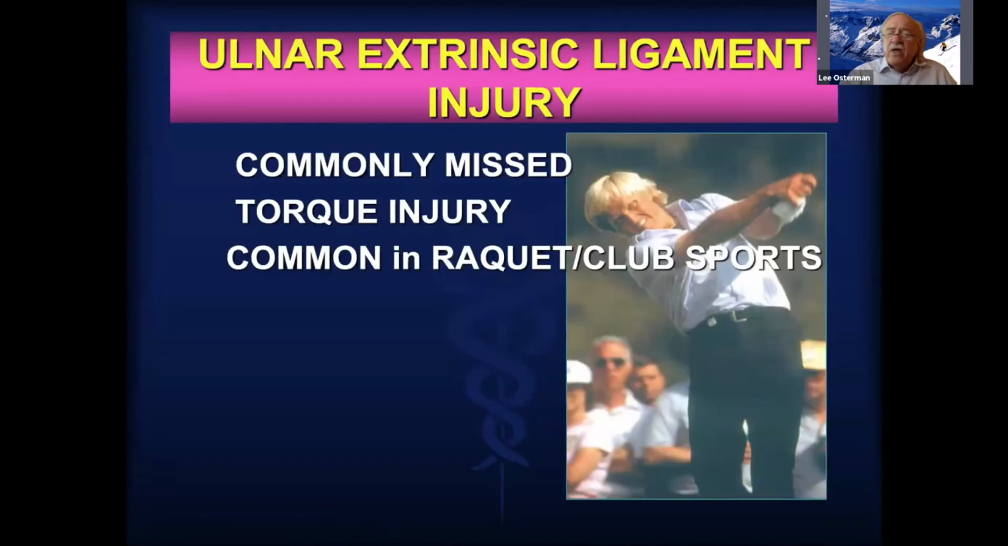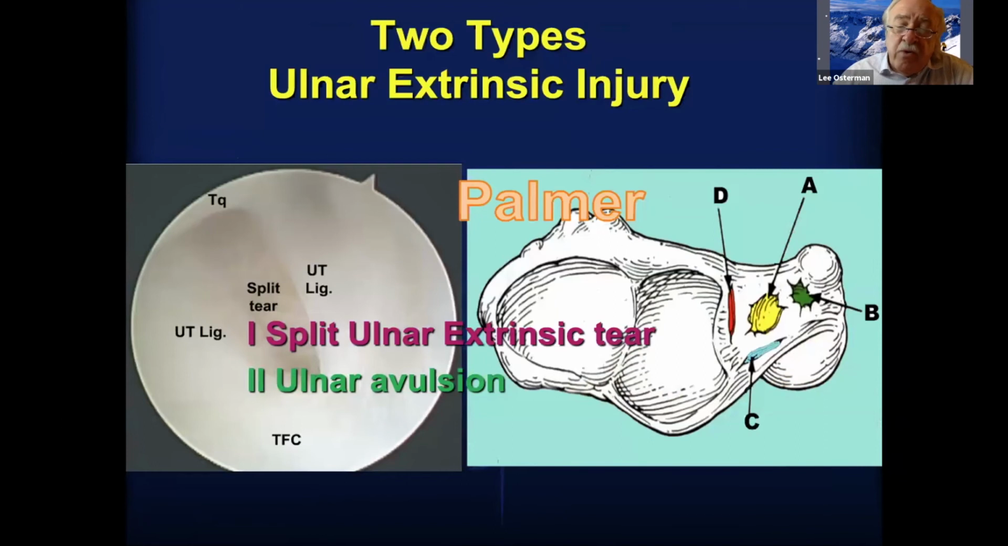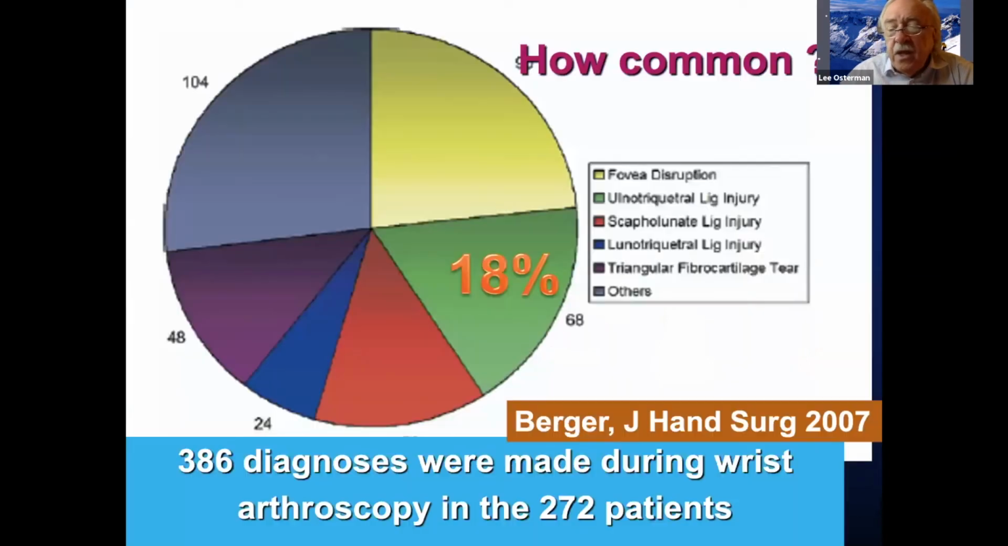It's one of the most common injuries in the wrist because it's a torque injury, and so it's going to be common in golf and in almost all racket sports. There are really two types: the split ulnar extrinsic tear, which is one that Tom Hunt mentioned. And then the second type is a more ulnar avulsion where the whole area comes off, and that usually is associated with ECU instability as well.